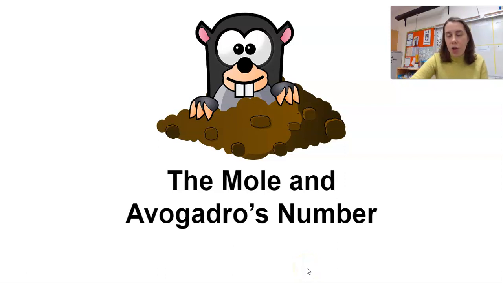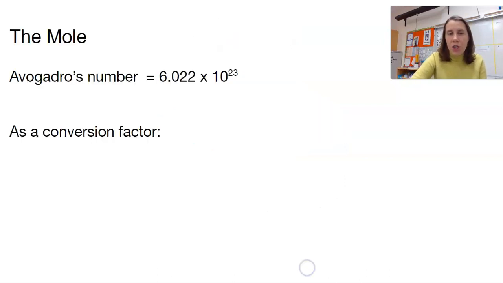Hello, today I'm going to talk to you about a mole and Avogadro's number, which is the number of things in a mole. So the mole is just a quantity, just like if I were to say that a dozen things is 12 things. That's true no matter what you're counting. If you have a dozen eggs, that's 12 eggs. If you have a dozen donuts, it's 12 donuts.